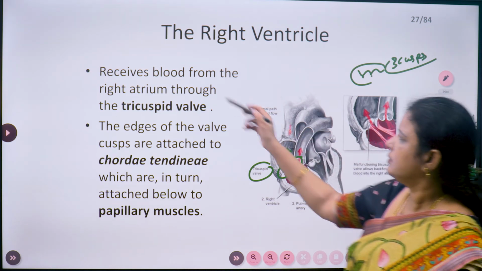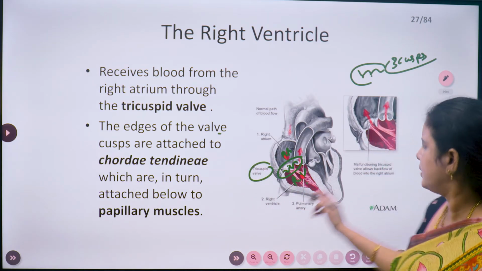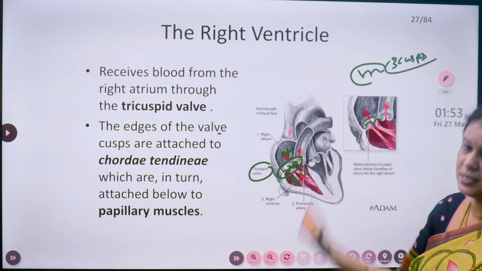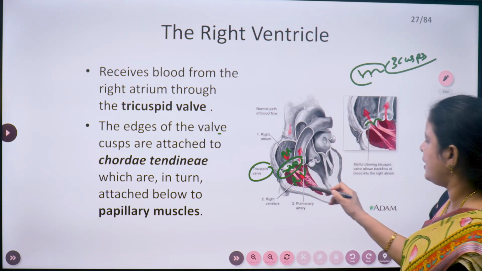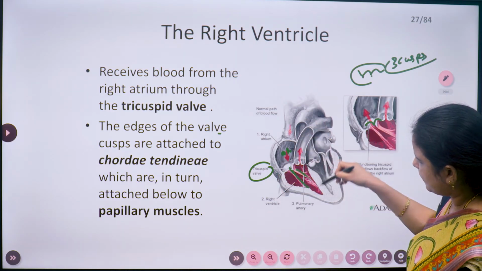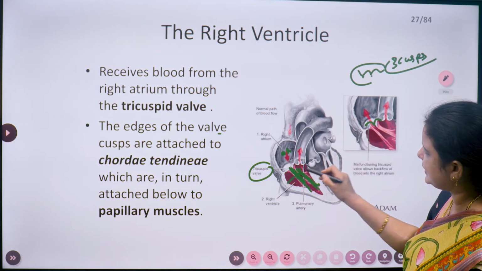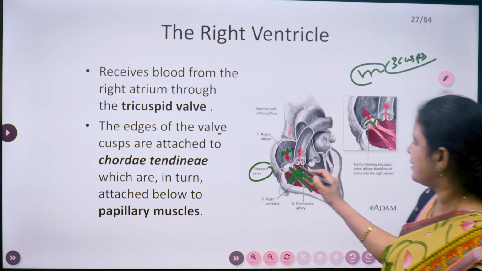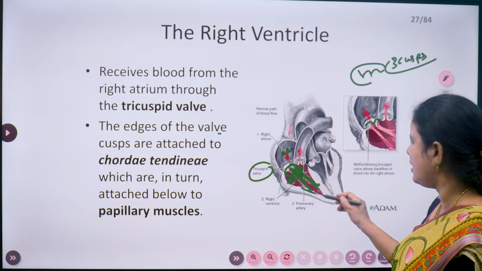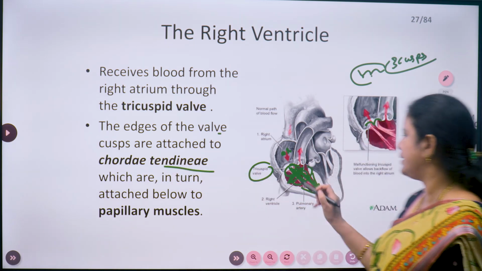Within the right ventricle, the edges of the valve cusps are attached lowerly to the papillary muscles. Here we have the chordae tendineae. These atrioventricular valves are attached lowerly to the ventricle by the chordae tendineae.